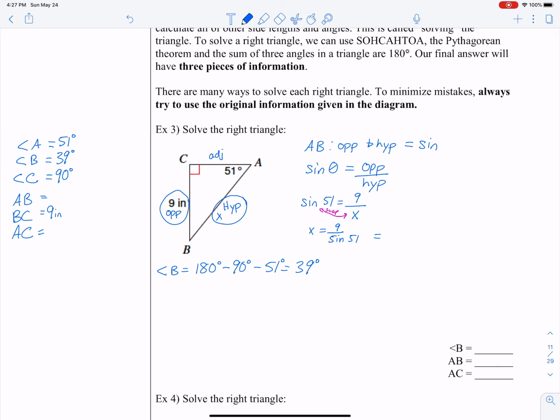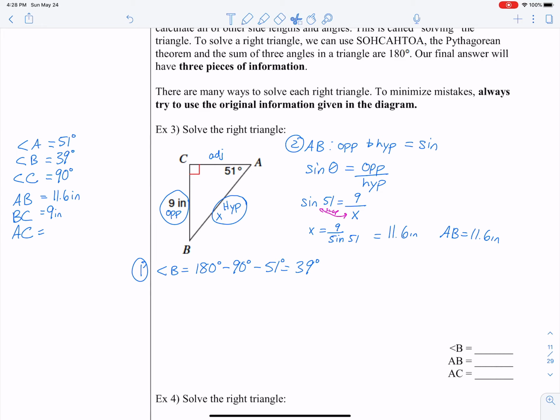And I'm just going to do this. This was step 1. This was step 2. And you don't have to do them in this order. And when I do that, I get 11.6 inches. So that means that AB is equal to 11.6 inches. Okay, so I can write that down over here. 11.6 inches.